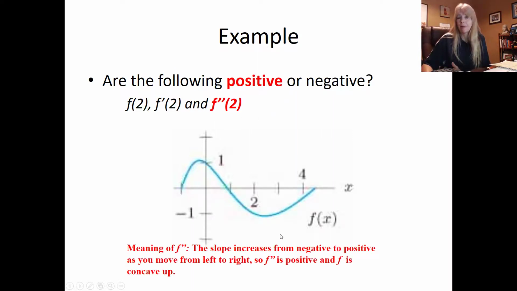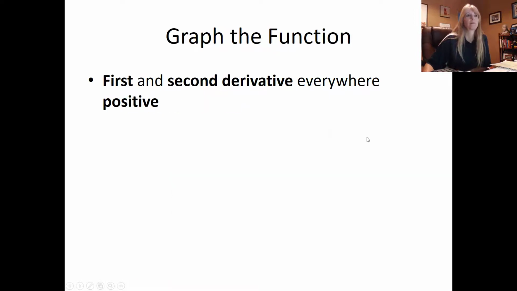We look at the concavity. Because this is concave up, then it would be positive. All right, and so that's the difference between the value of the function, the y value, the slope at that particular point, and then the concavity at that particular point.